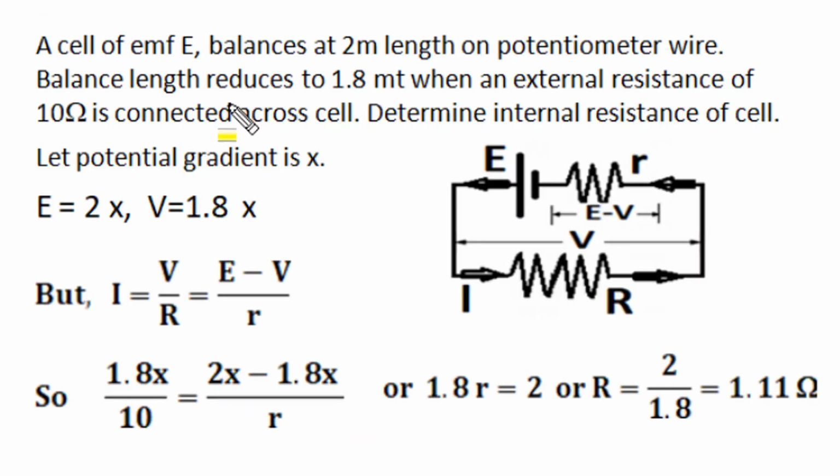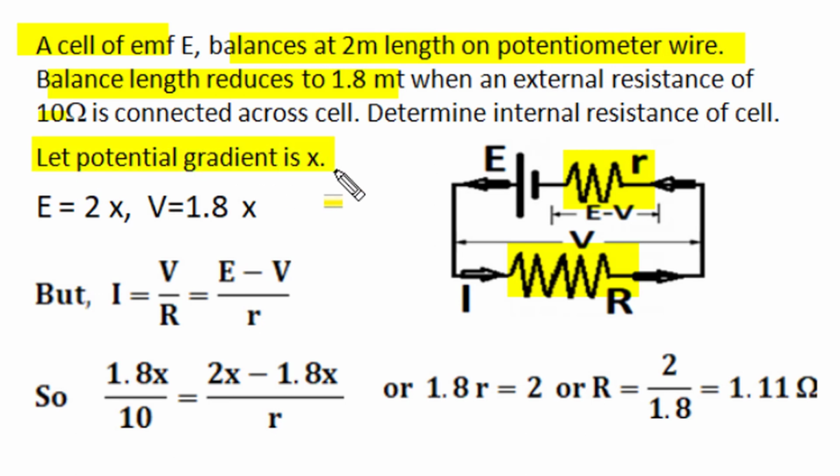In this example, a cell of EMF E balances at 2 meter length of potentiometer wire without connection of external resistance. Now the balance length of the same cell is reduced to 1.8 meter when an external resistance of 10 ohm is connected across the cell, and we have to determine the internal resistance of the cell. Let the primary circuit of the potentiometer have potential gradient small x, and in the first case when the cell gets balanced on the potentiometer wire, there is no current in the secondary galvanometer and cell circuit, so there is no voltage drop in internal resistance, and true EMF gets balanced at 2 meter length. Unit length has x value of voltage, so 2 meter length has EMF 2x.